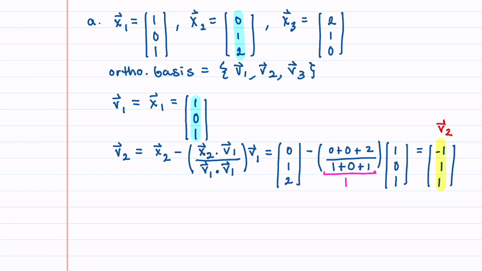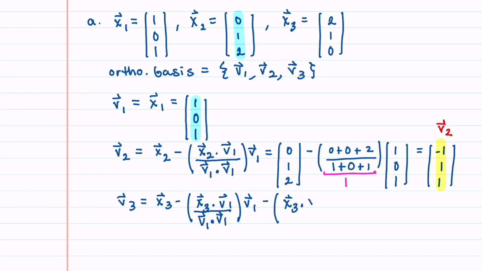Let's now find v3. The formula for v3 is a little bit longer. It's going to be x3 minus x3 dotted with v1, all divided by v1 dot v1, times v1, and then one more. We're going to subtract x3 dotted with v2, all divided by v2 dotted with v2, times v2.